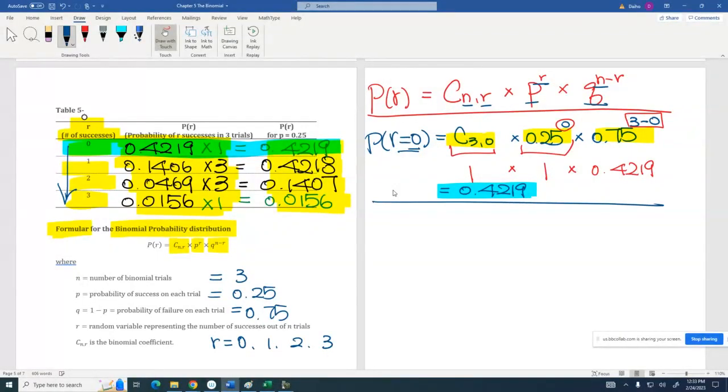One more time, r equals 1. Then we need C(3, 1), 0.25 to the power 1, 0.75 to the power 3 minus 1. Give me the C. 3. Then how much will the power 1 be? Itself, 0.25. And now, how many powers? 3 minus 1? Square. 0.75 squared will be 0.5625. Yeah, please take the multiplication.